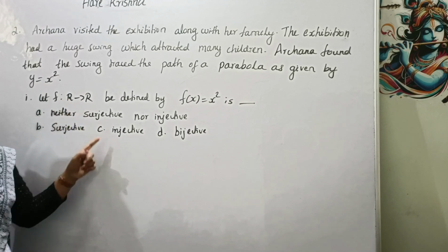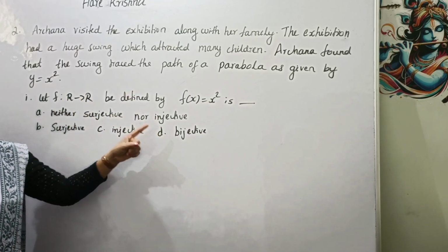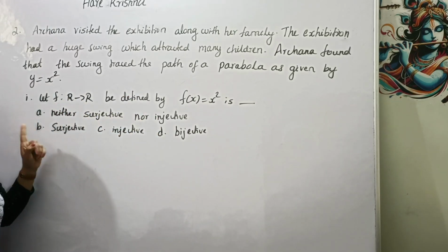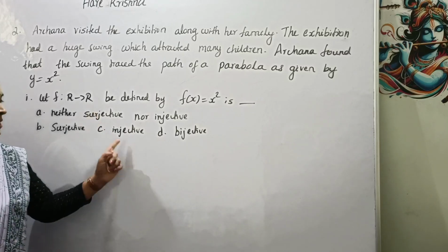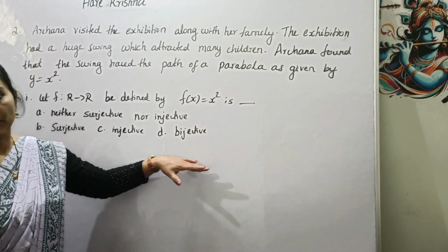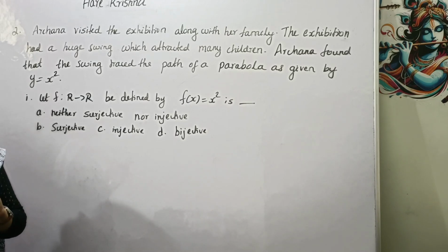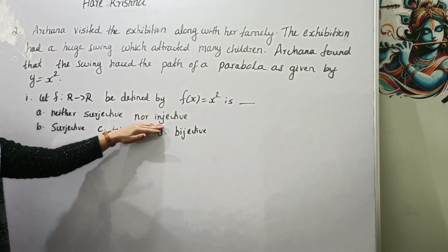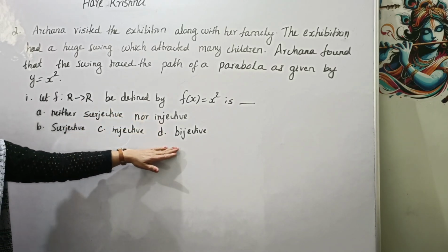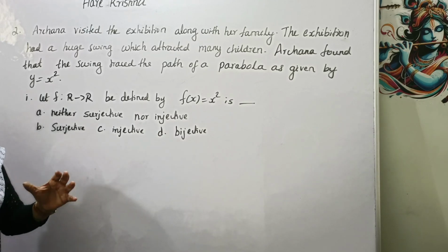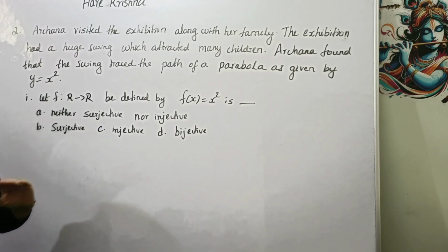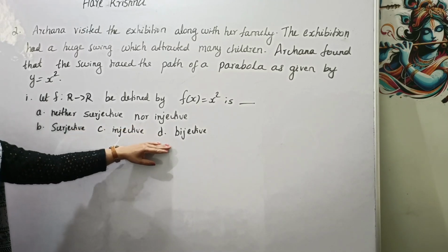Options are: A, neither surjective nor injective; B, surjective; C, injective; D, bijective. So surjective means onto function. Injective function means one-one function. And what is bijective? If a function is one-one and onto, then the function is called a bijective function.